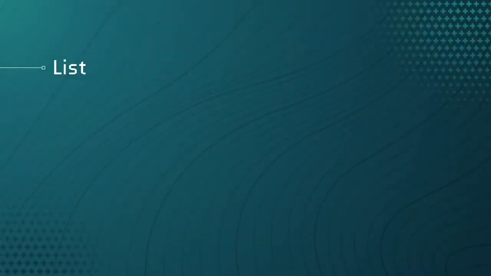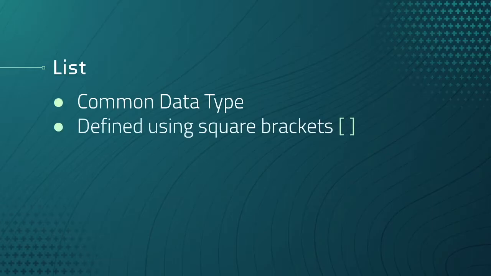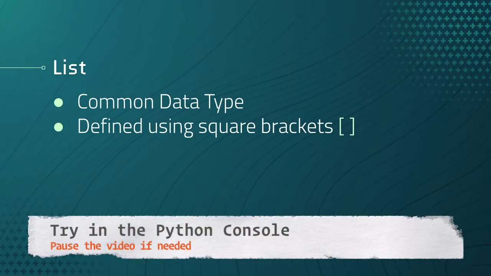One type of collection is called a list. This is a super common data type since we deal with lists of things all the time. To make a list in Python, all you need are square brackets. So anytime you see square brackets, you are most likely dealing with a list. Let's go through some examples so we can see what lists look like and what you can do with them. Feel free to pause the video and try out these examples in the Python console.